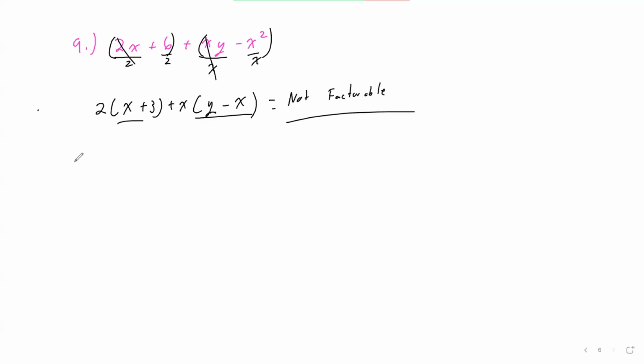All right, try this one. Number 10. X squared plus xy plus x plus y.